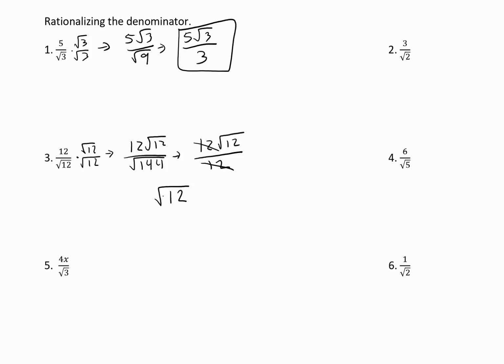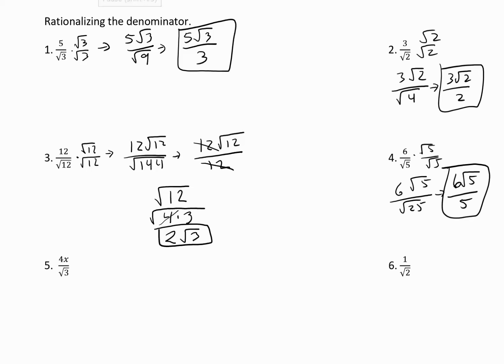But you always need to make sure that your radical is fully simplified. And right now it isn't. Rad 12 has a perfect square factor. So I want to think of it as rad 4 times 3. I can take the square root of 4, which is going to give me 2 rad 3. So this is your final fully simplified answer. Okay, pause the video right now and try numbers 2 and 4.